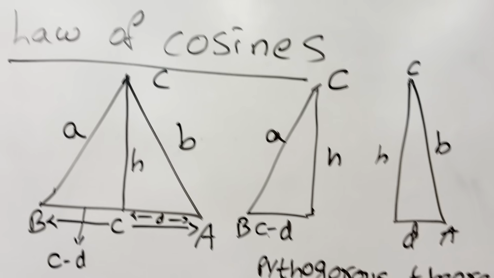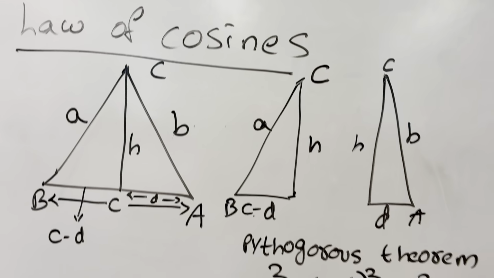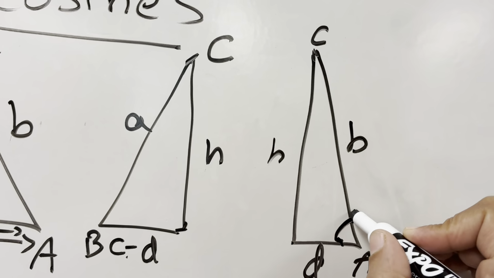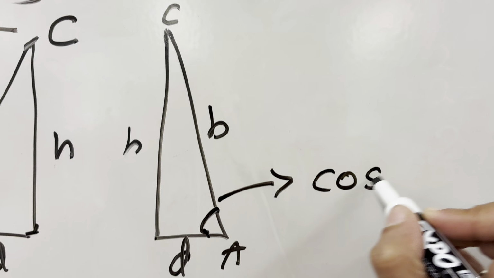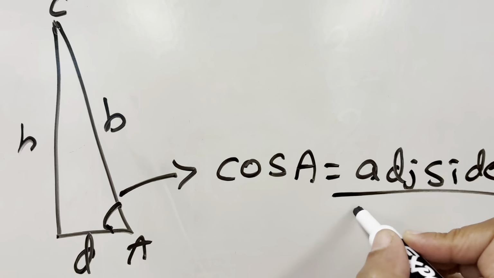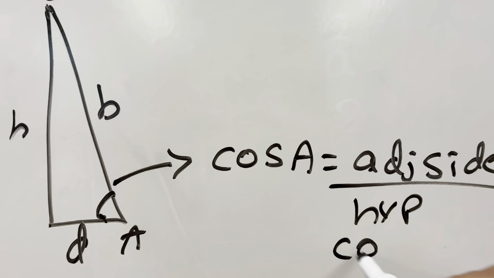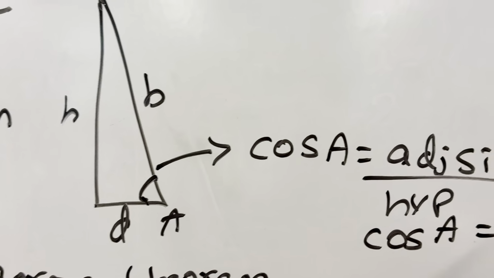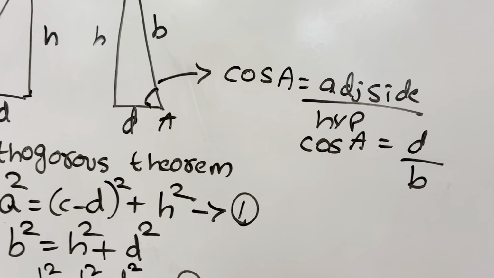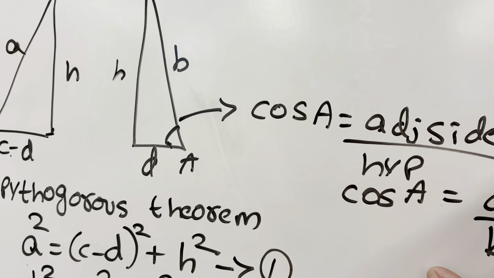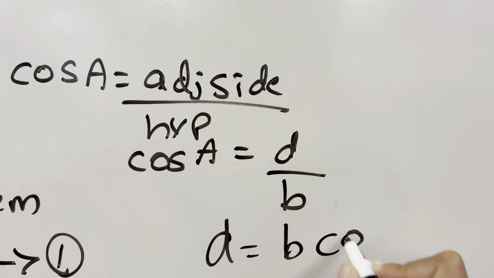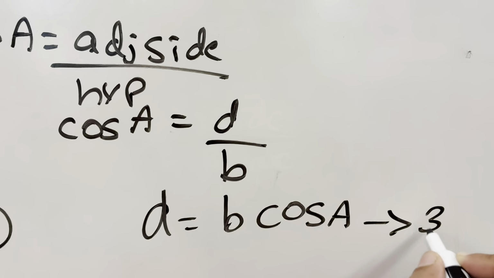Now I'm going to apply the trigonometric ratio of cos. As it is law of cosine, I'm going to apply the cos of angle A here, on the right hand side. So cos of angle A is nothing but adjacent side over hypotenuse. So cos of angle A would be adjacent side d over hypotenuse b. And from this, I have d is equal to b times cos A. Let's name this equation as number 3.